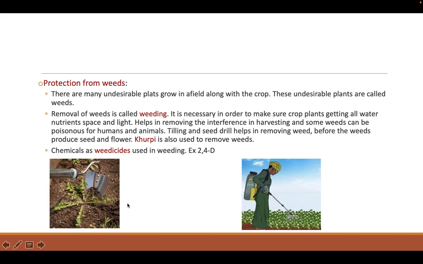Here it shows one tool called the khurpi, used to remove the weeds, and there are other techniques also used, like weedicides. This book is giving some examples of weedicides. It's showing how the weedicides are sprinkled, and how they are used to protect the crop from the weeds.